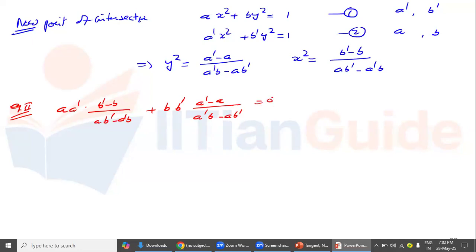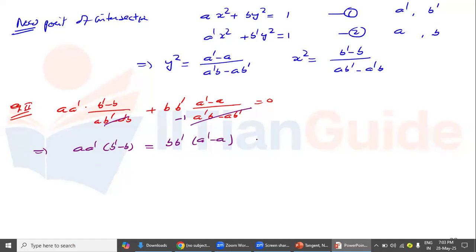Now look carefully, I am going to write it directly. In the denominator I have a term ab dash and I have a minus ab dash, a dash b. Both are the same but with a minus sign. So this will cancel and the minus sign will come. Minus 1 I have shown. So I am getting a dash b dash minus b is equal to b dash a dash minus a. I have got this.